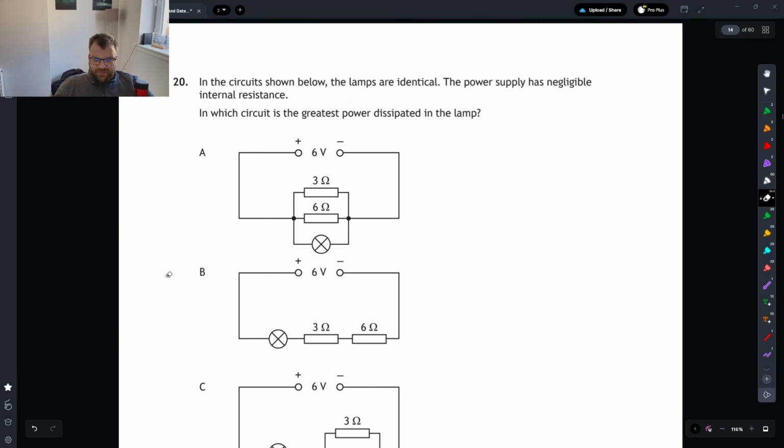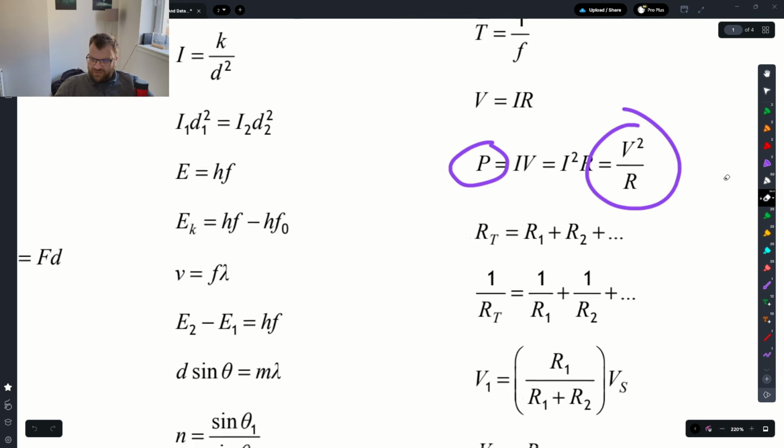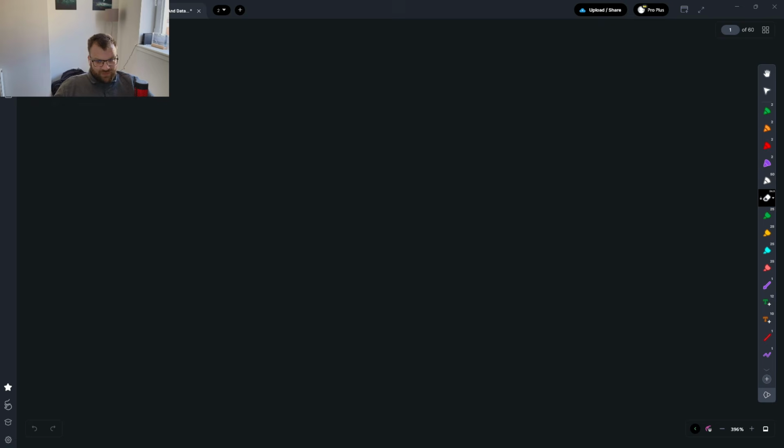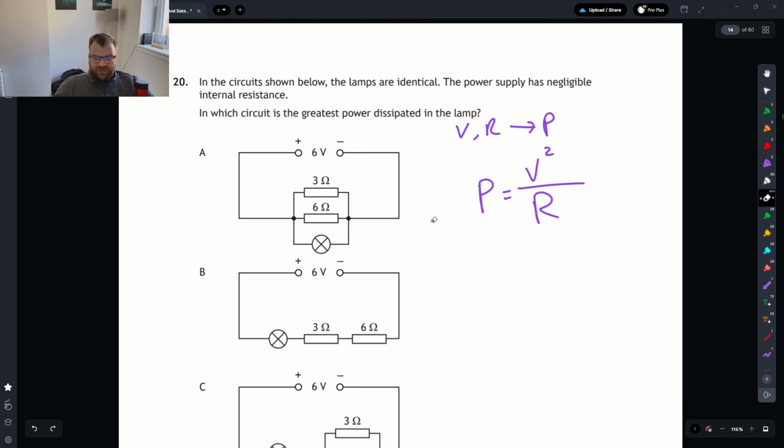In number 20, we're asked about the greatest power dissipated. We are told in the diagrams the voltages and resistances. If we look at our relationships, we have got that P equals V squared over R. That makes the most sense to use with what we're told. If P equals V squared over R, we want two things. We want to have the highest voltage that we can, and we also want to have the lowest resistance that we can.